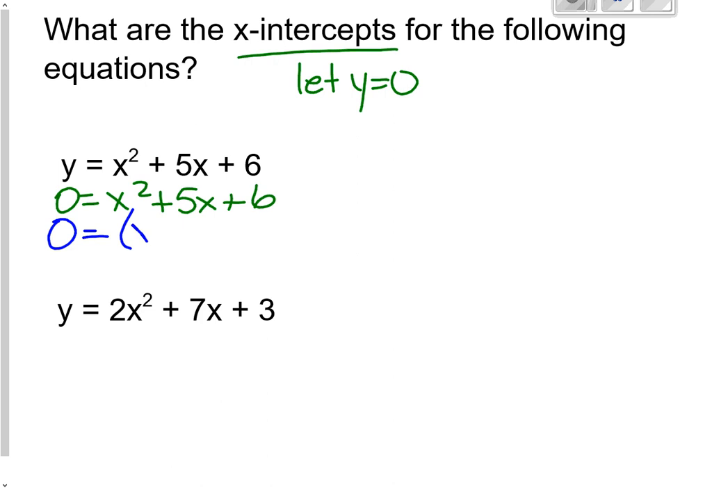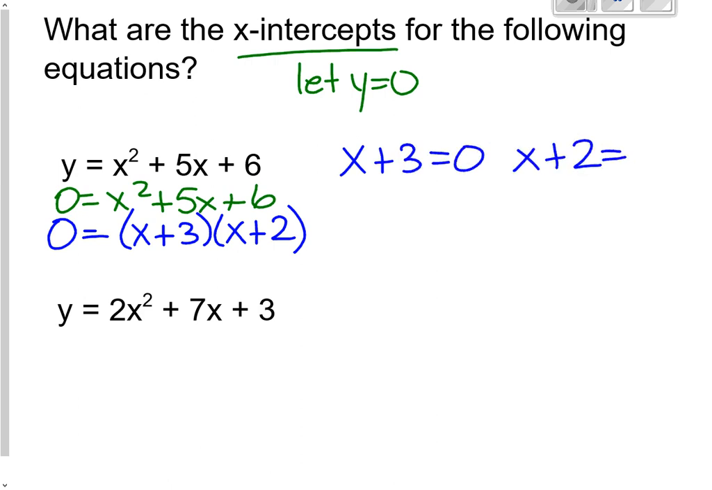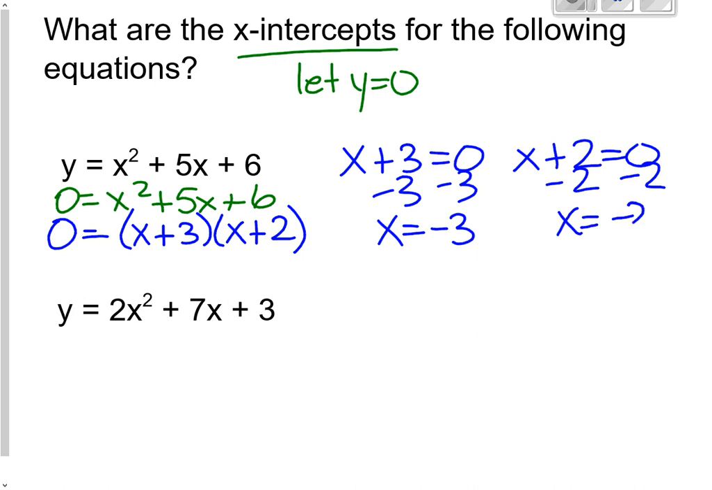Two numbers that multiply to 6 but add together to give me 5 are going to be a positive 3 and a positive 2. I then take each bracket, put it equal to 0, and solve for x. And I get x equals negative 3 and x equals negative 2. So finding x-intercepts is all about setting y equal to 0, and then factoring so that we can set each bracket equal to 0 and solve for x.